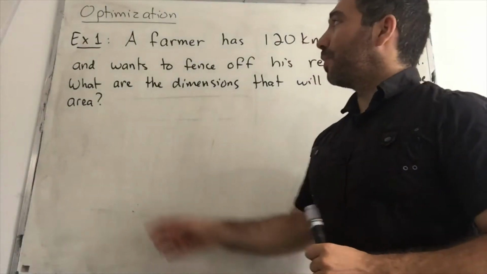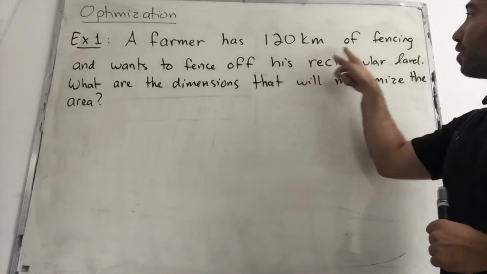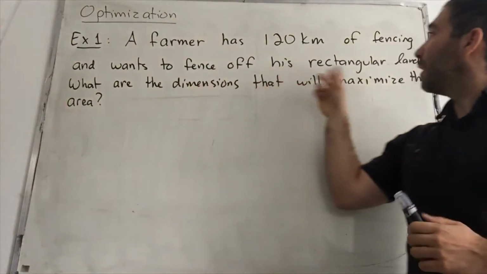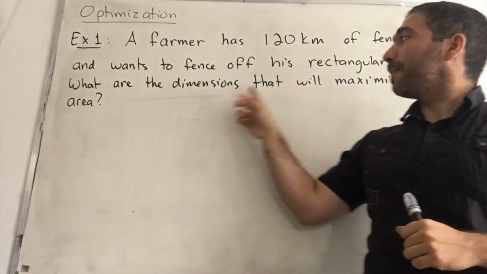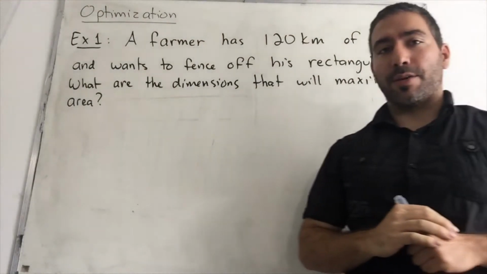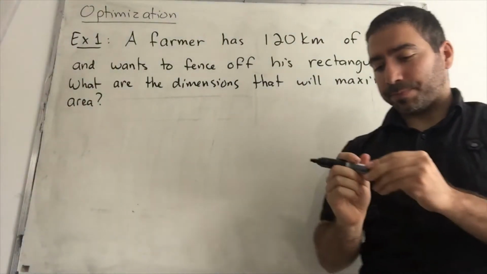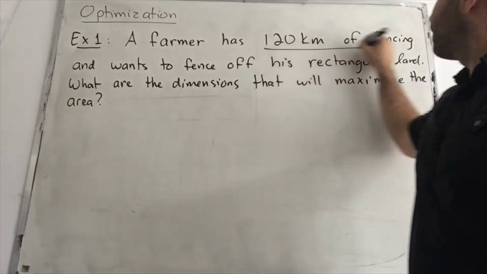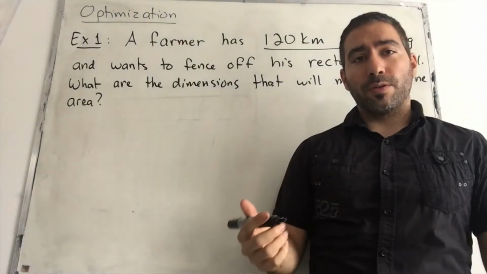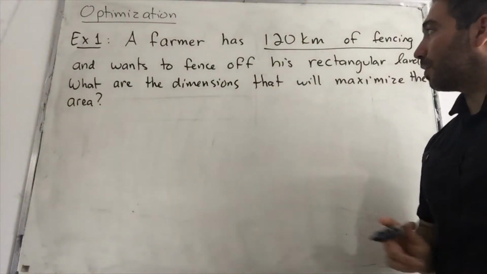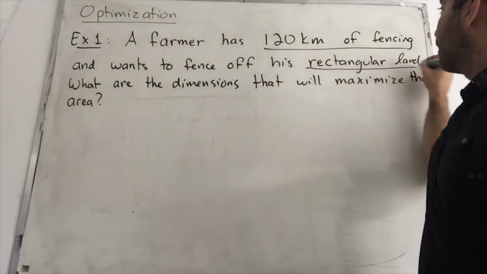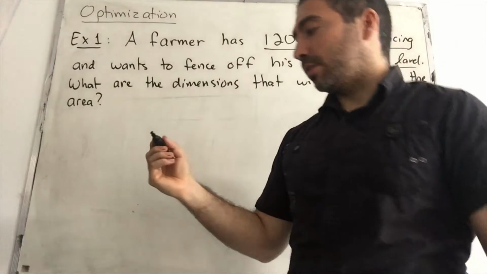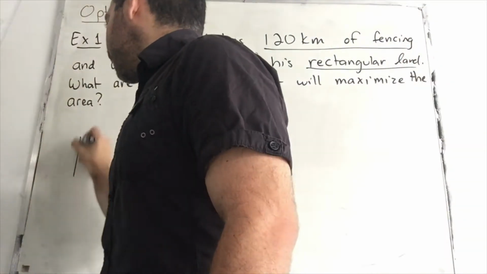Okay, so in this example here, we have a farmer which has 120 kilometers of fencing and wants to fence off his rectangular land. What are the dimensions that will maximize his area? So let's go ahead and do this. We have this keyword, 120 kilometers of fencing. What does that correspond to? You have to think about that. And he wants to fence up his rectangular land, another keyword. So let's go ahead and draw the shape. We're dealing with a rectangle.